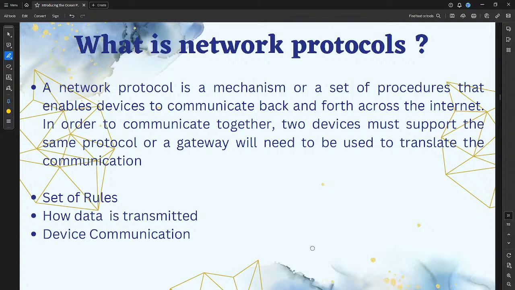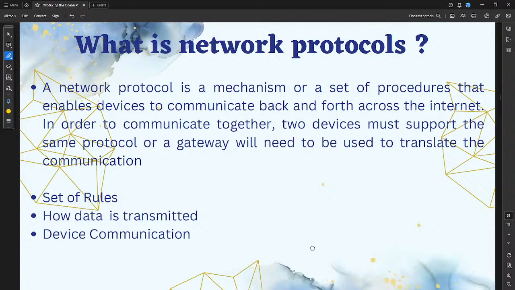So what the network protocol does is it has different mechanisms and sets of procedures. These sets of procedures must be followed for communication back and forth across the internet to be effective. On this network protocol, we have sets of rules. We have how data is transmitted. We have device communication.